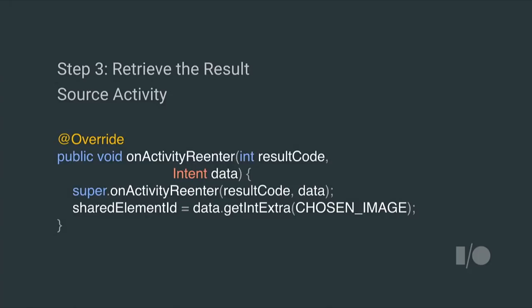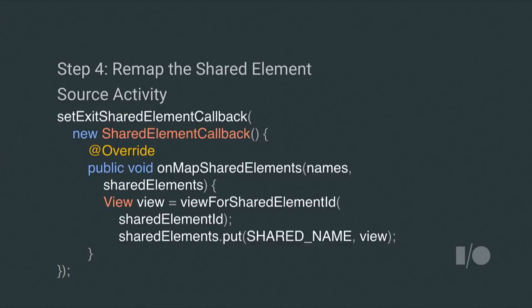OnActivityReenter, that's a new thing just for activity transitions. It will be called before the shared element comes back. And this is where you can do some tweaking. Here I'm going to get the data, get the shared element. Okay? And that's going to come back to me. All that data is coming back to me. And then we can also call a shared element exit callback, set the shared element callback for the exit. Now, the exit is used for the exiting and also for the reenter. It's the same callback used for both.